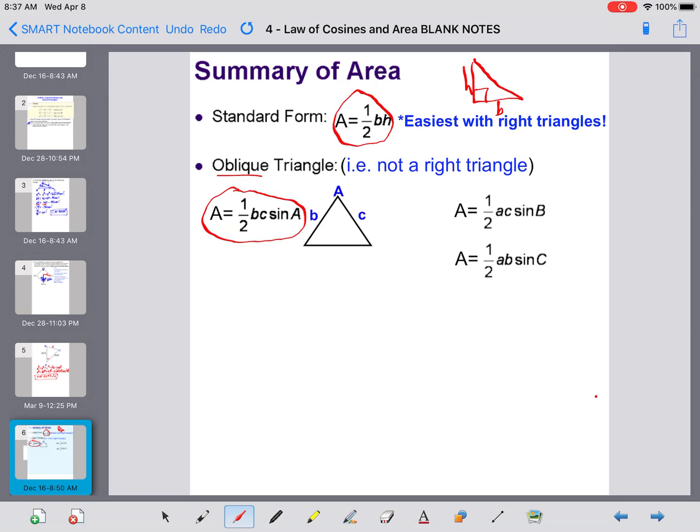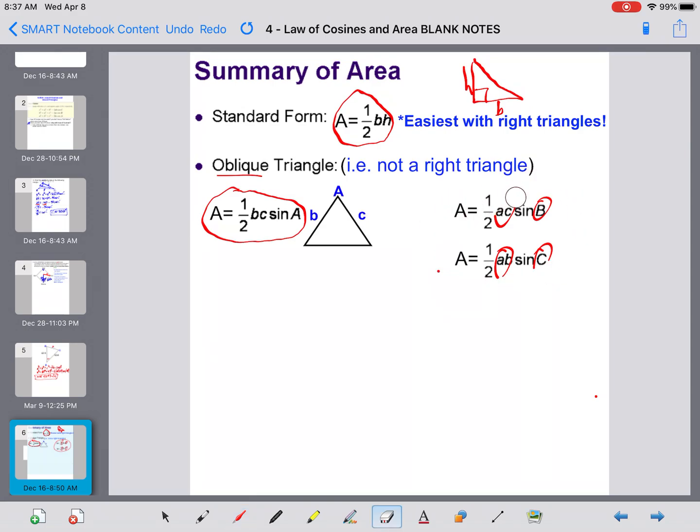Area equals 1/2 bc sine of A. So again, a pretty basic formula. Here's all you've got to remember: in the formula, you need the 2 sides and the angle in between. If you have the 2 sides and the angle in between, you can use this formula, and there's 3 versions of it, right? You get an angle and the 2 sides, the angle in between. That's all you have to look for to use this formula, okay?